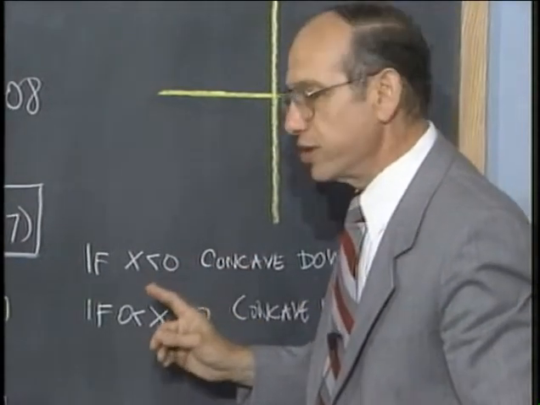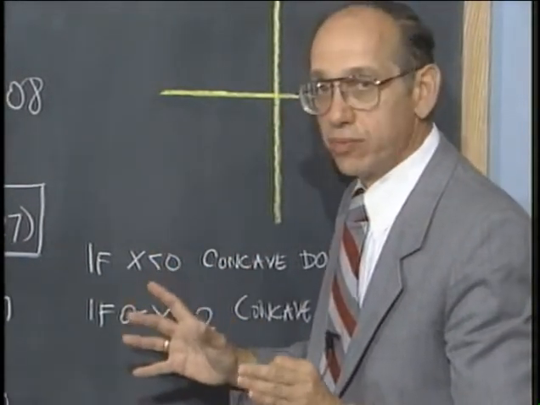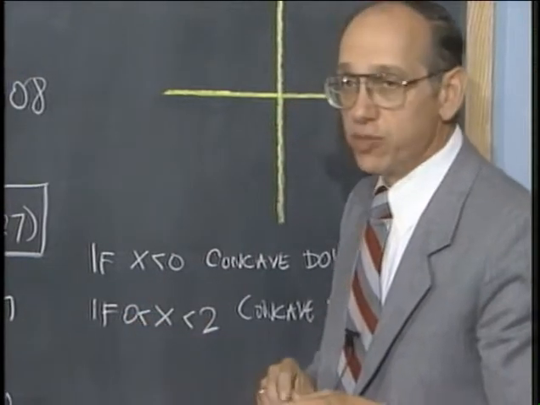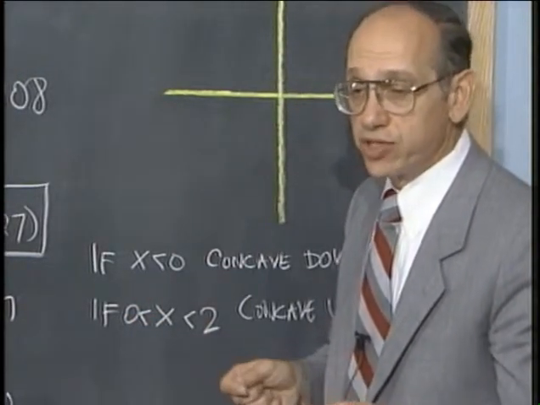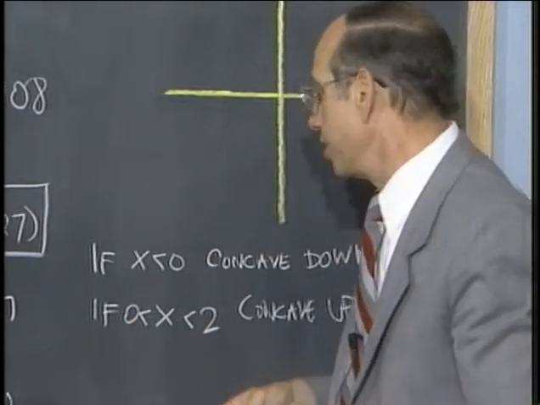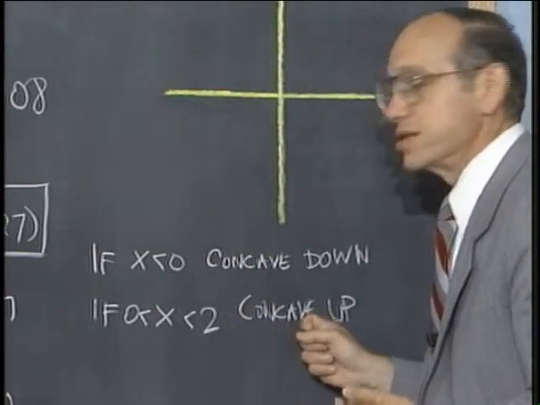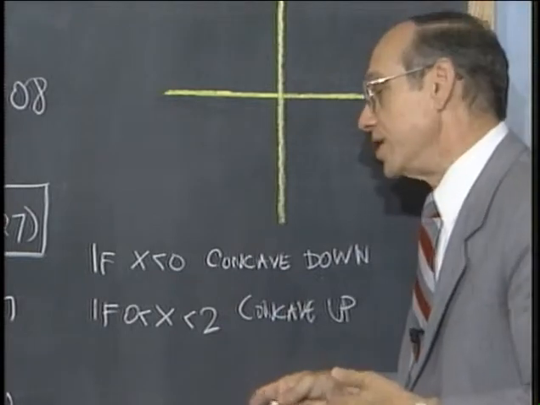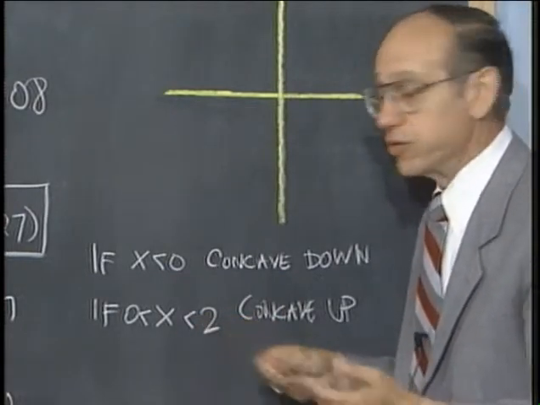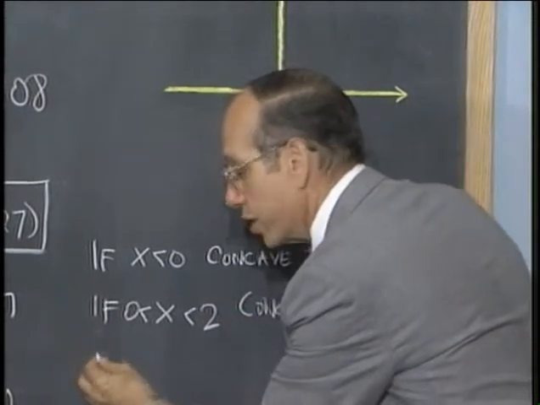Now wait a minute. That means we've actually solved our first little problem, which is, is the point (0, 0) a point of inflection, or is it not? Answer, it is. To the left, it's concave down. To the right, it's concave up. That means we have a point of inflection at (0, 0). But let me go on.